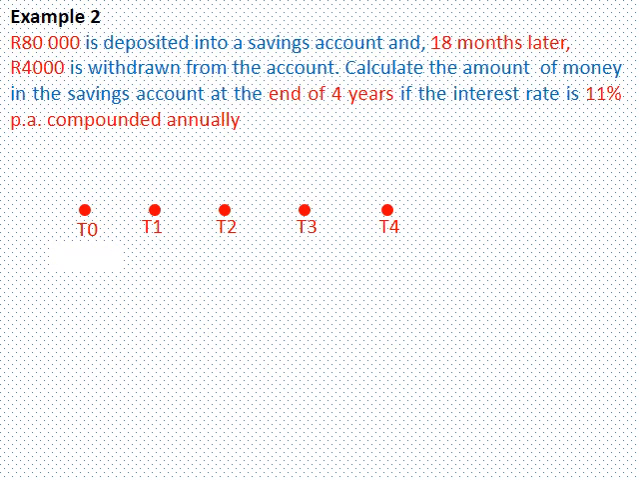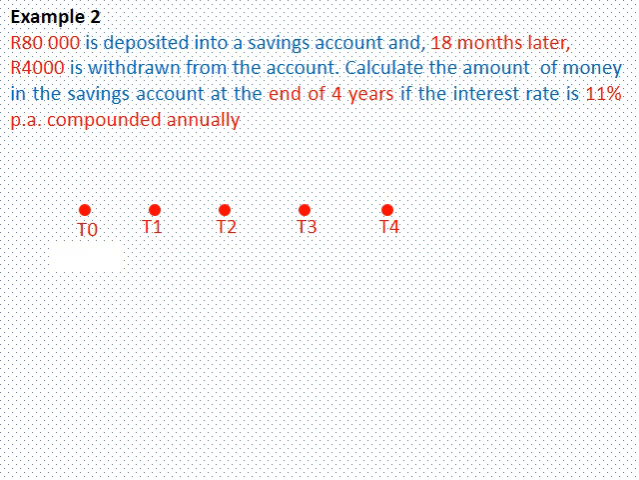80,000 rand is deposited into a savings account, and 18 months later 4,000 rand is withdrawn from the account. Now 4,000 rand being a withdrawal will have to be represented by a negative number. Withdrawals are always subtracted from the total amount. So calculate the amount of money in the savings account at the end of the 4 years if interest rate is 11% compounded annually. So we deal with this question exactly the same way as we dealt with example 1.